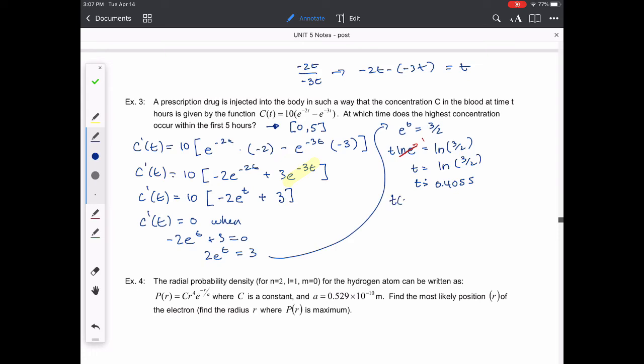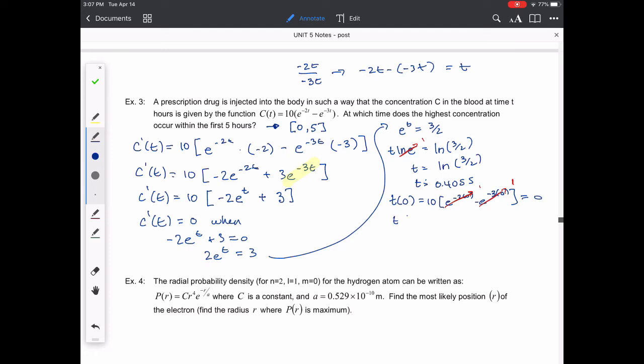So if we do t of 0, that means we have 10 times e to the negative 2 times 0 minus e to the negative 3 times 0. That means this here goes to 1, that there goes to 1, and 1 minus 1 is going to be 0. So we know that our t of 0 is equal to 0. Maybe I should have written a little bit smaller. Or you know what, just to save some space, I'm going to put it here at the end.